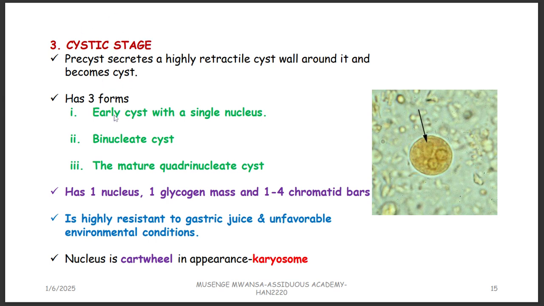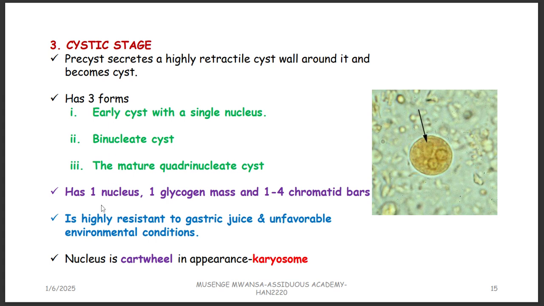You have the early cyst, which contains only one nucleus. Then you have another form of cyst that contains two nuclei. If the early cyst has one nucleus, once it divides, it will now have two nuclei. Once each of those two divides, you will have four nuclei. That is now known as the mature cyst. The mature cyst has four nuclei, and we call it a quadrinucleate cyst.